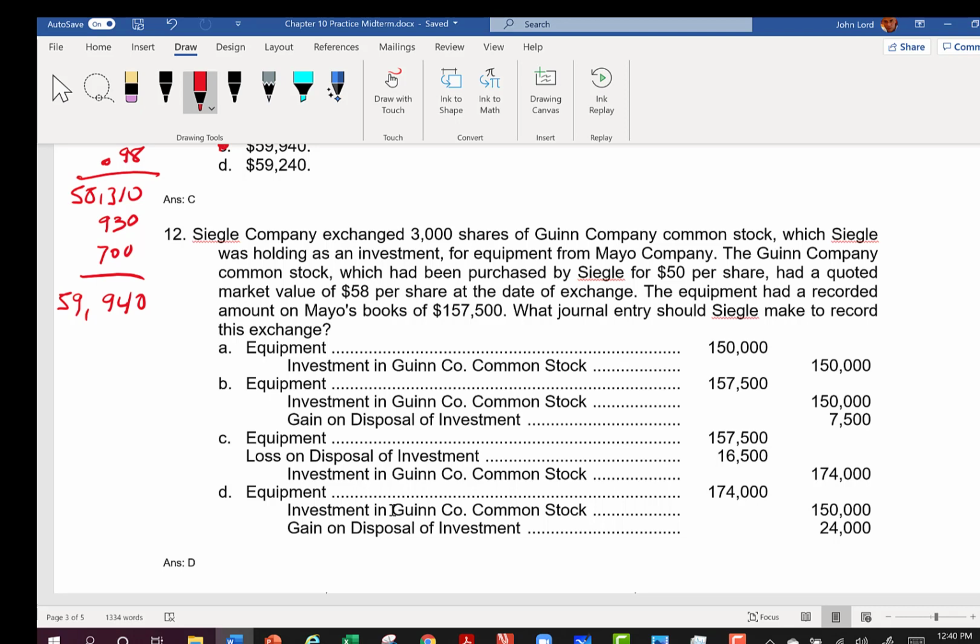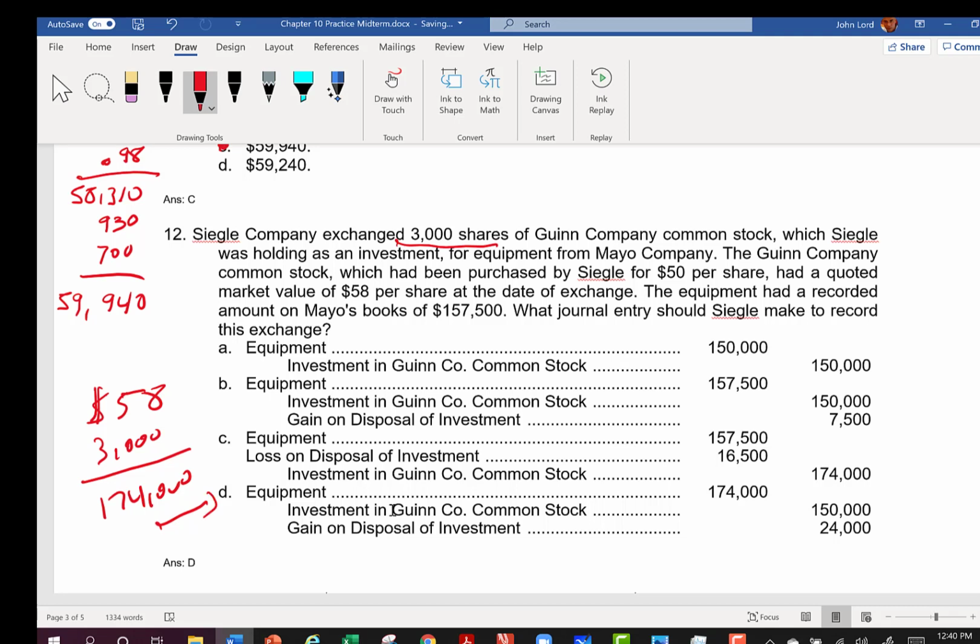So what happens? I'm holding the investment for equipment from Mayo, the Gwynn Company common stock, which had been purchased for $50 a share and has a quoted market price of $58 a share. When I see that, I know what to do. $58 per share times the 3,000 shares. I do my math. 3,000 times 58 is 174,000. I know that they have to bring in that new equipment for that amount.